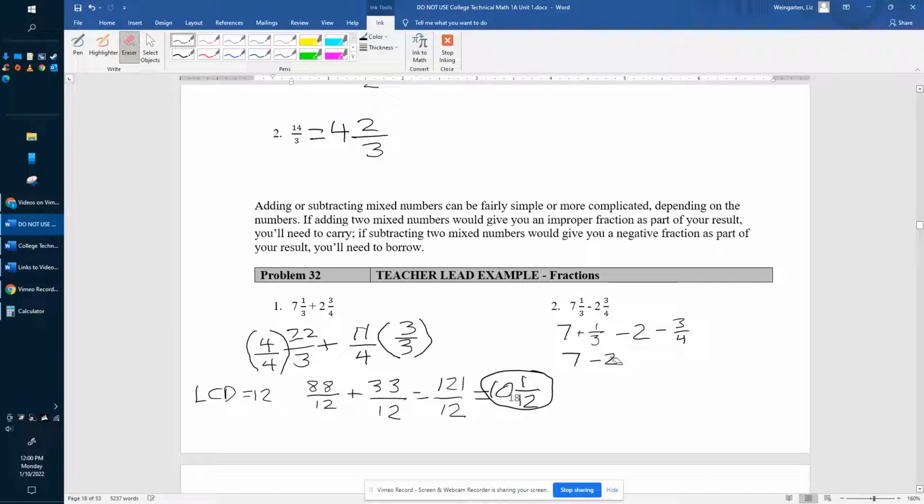Taking a little bit to erase everything. Almost there. All right.